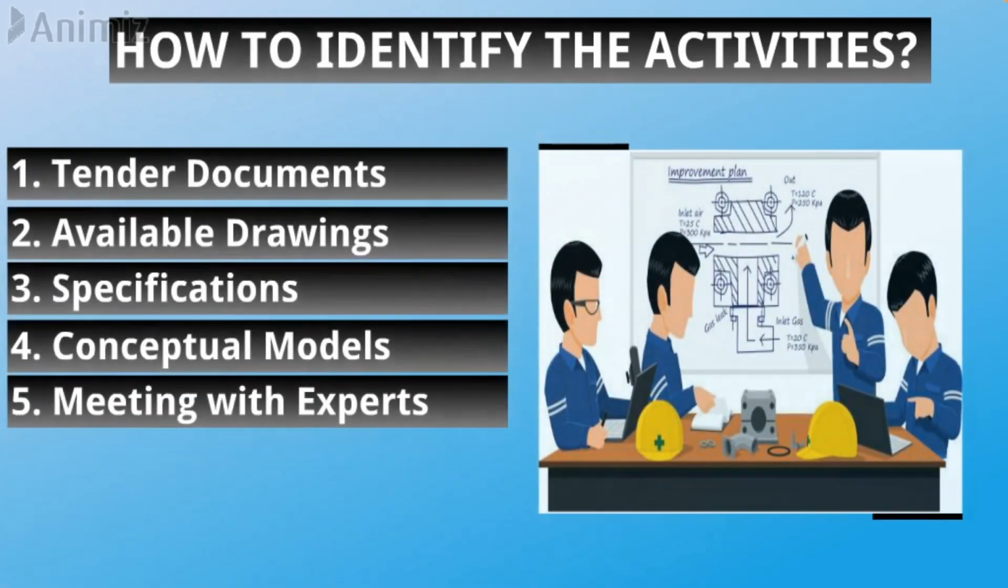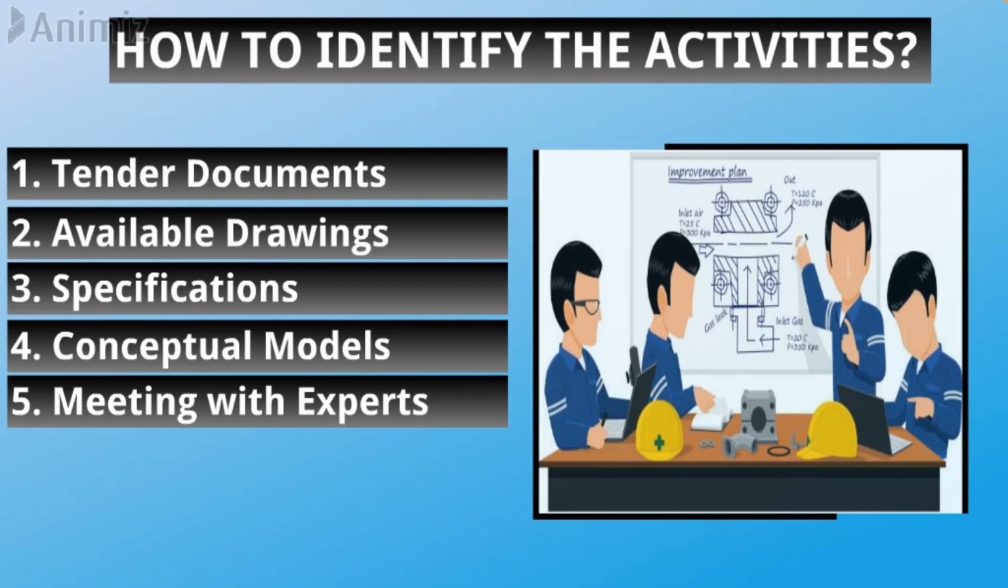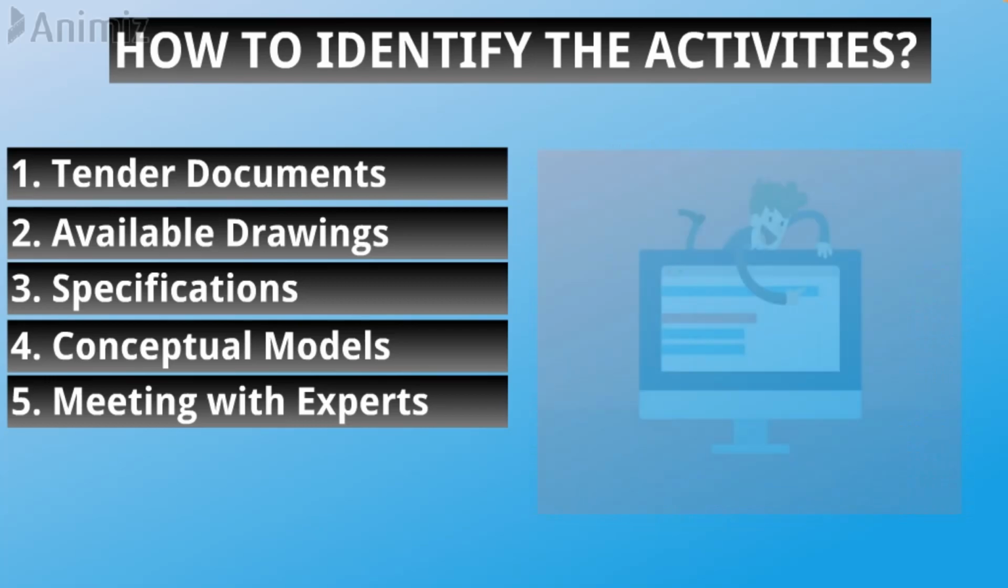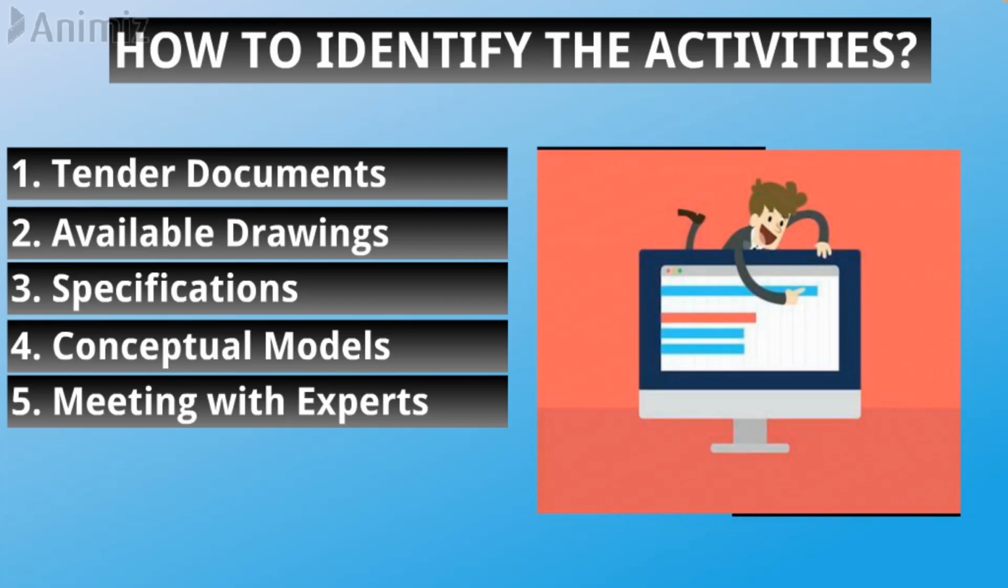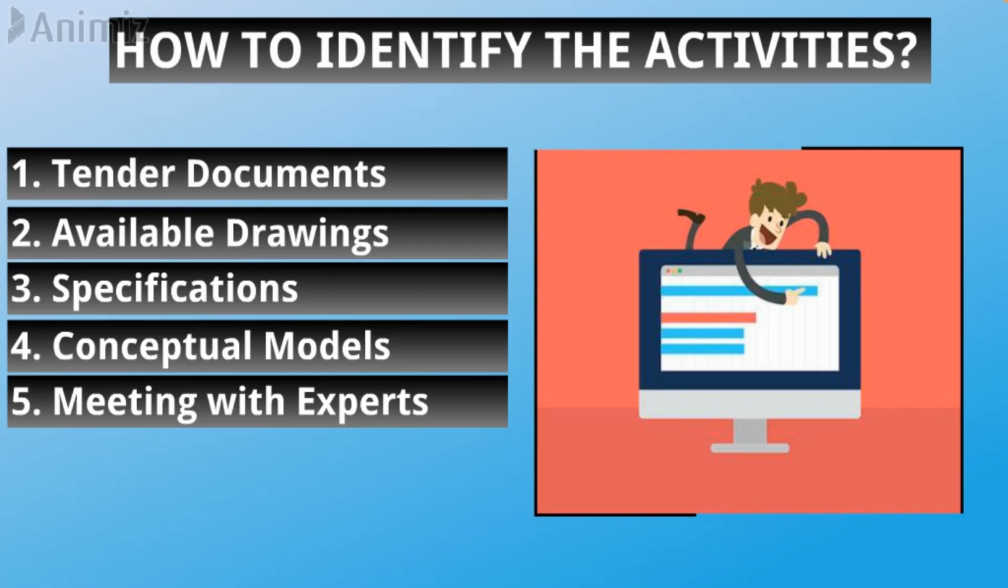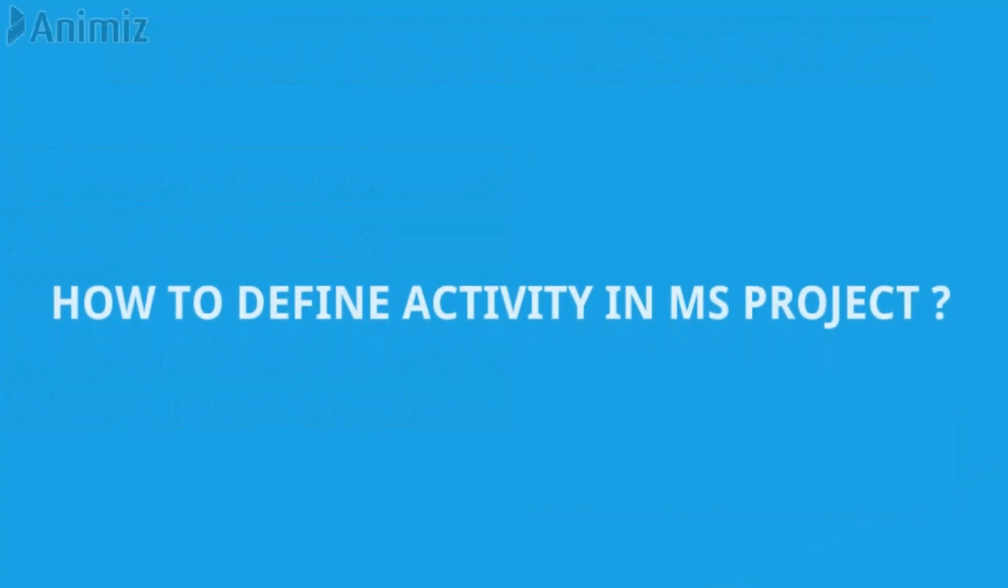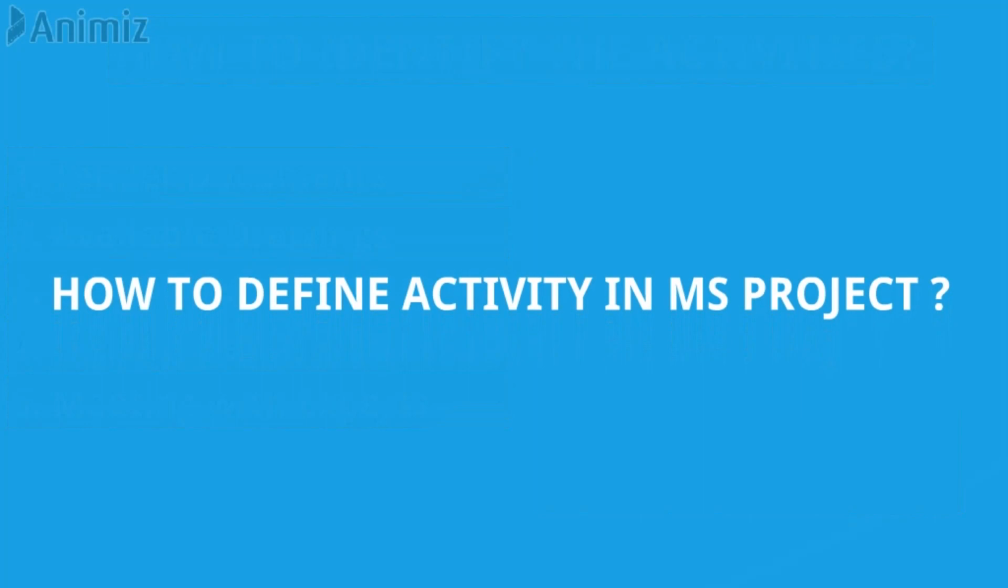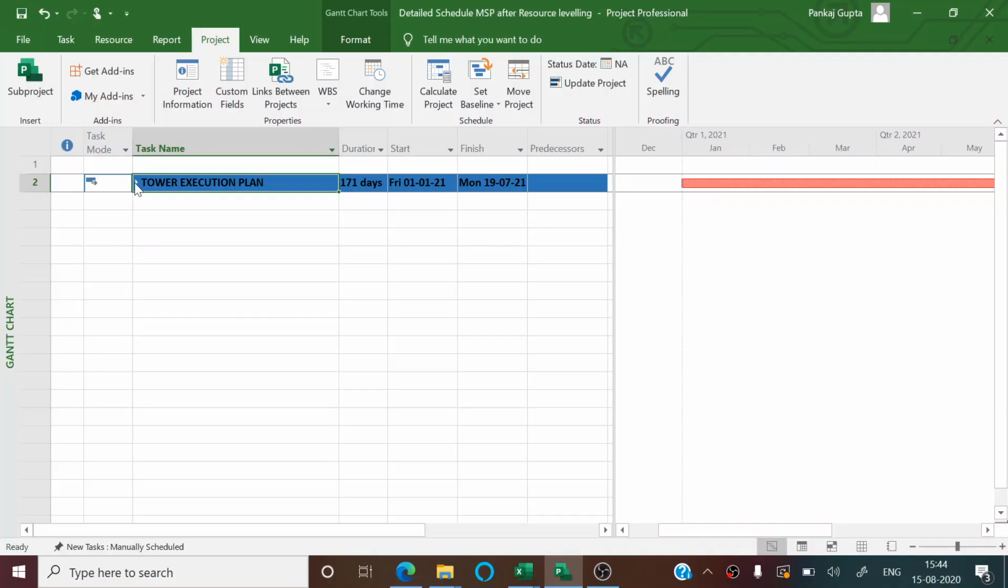And finally, we need to have a meeting with the expert to understand various constraints and various specifications which the subject matter expert understands. And once all of this is done, then as a scheduler, we can proceed with scheduling in Microsoft Project. How to define activities in Microsoft Project?